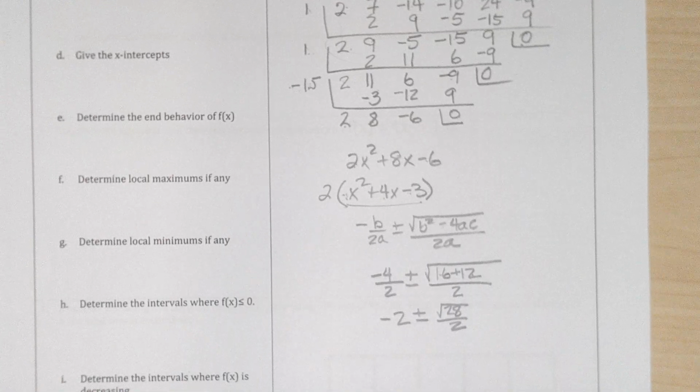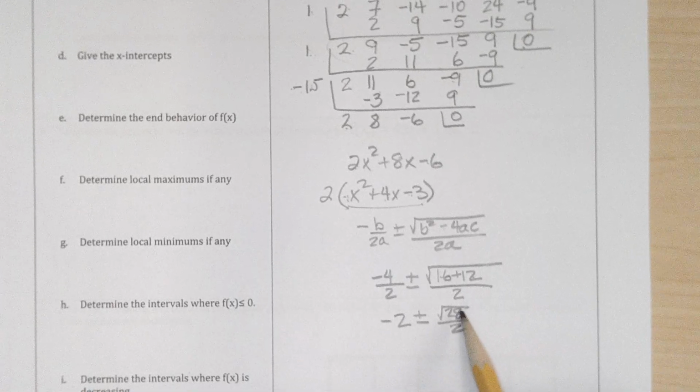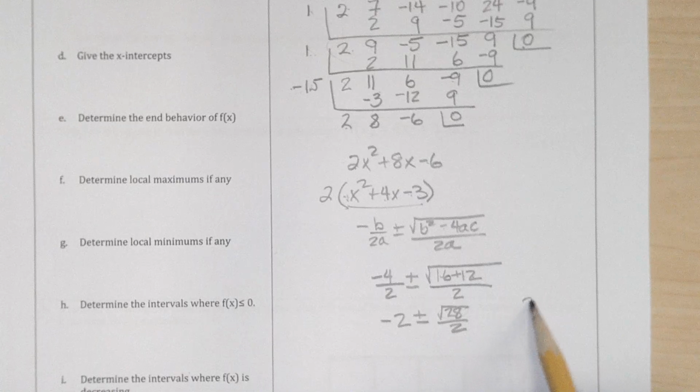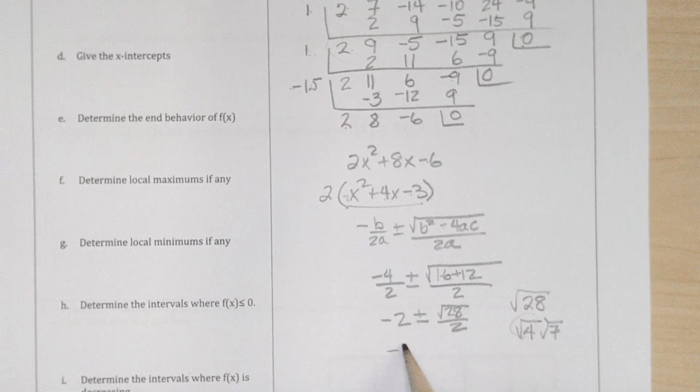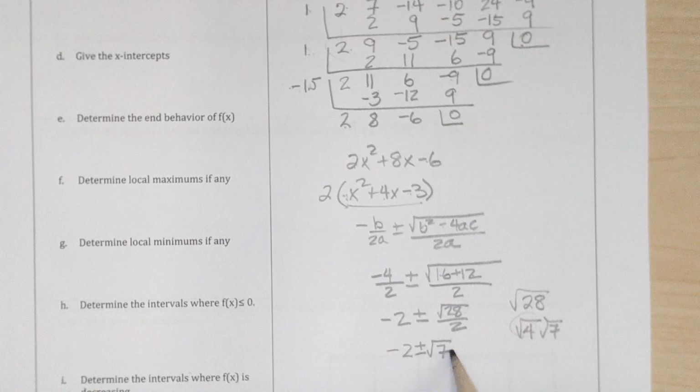Now, if you did simplification of this, it would be nice. 28 is 4 and 7, and the square root of 4 is 2. So 2 would cancel the 2, and this would be minus 2 plus or minus the square root of 7. But you could leave it like this.